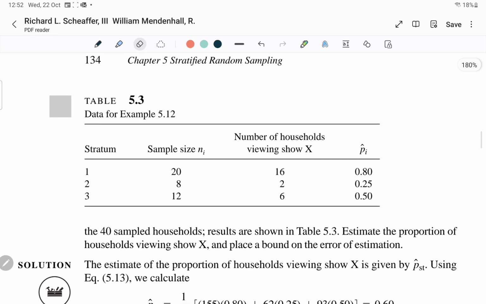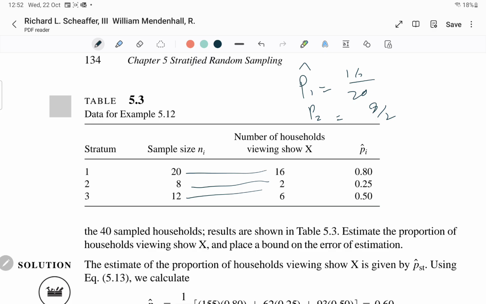According to this table, the sample size for each stratum is given, 28 and 12. So there are 3 samples, n1, n2 and n3 given. Out of n1, n2 and n3, you will be calculating your proportions. First proportion, p1, is 16 over 20. And then p2 should be 8 over 2, and the third, p3, is equal to 6 over 12. Sorry, it is 2 over 8.